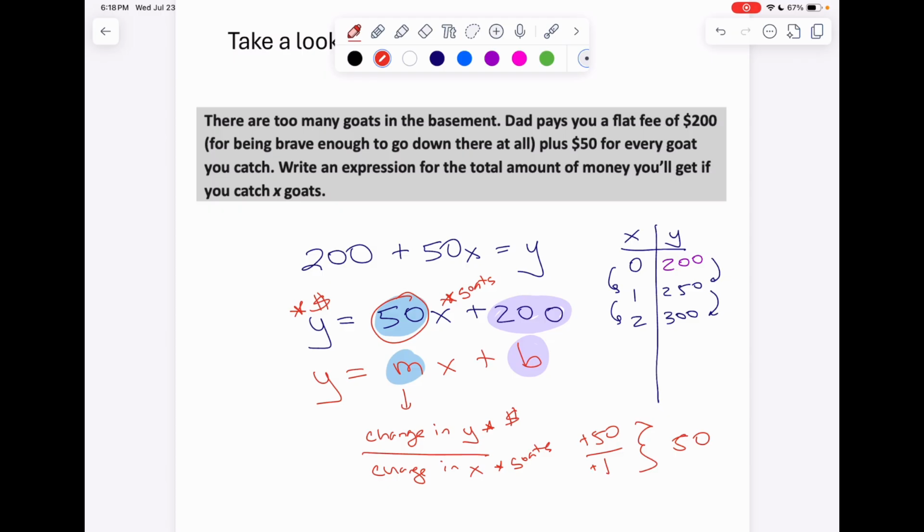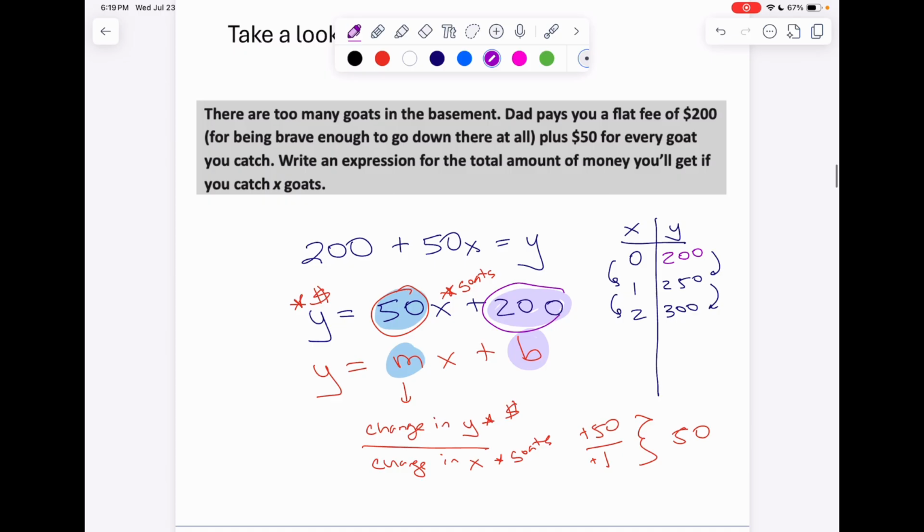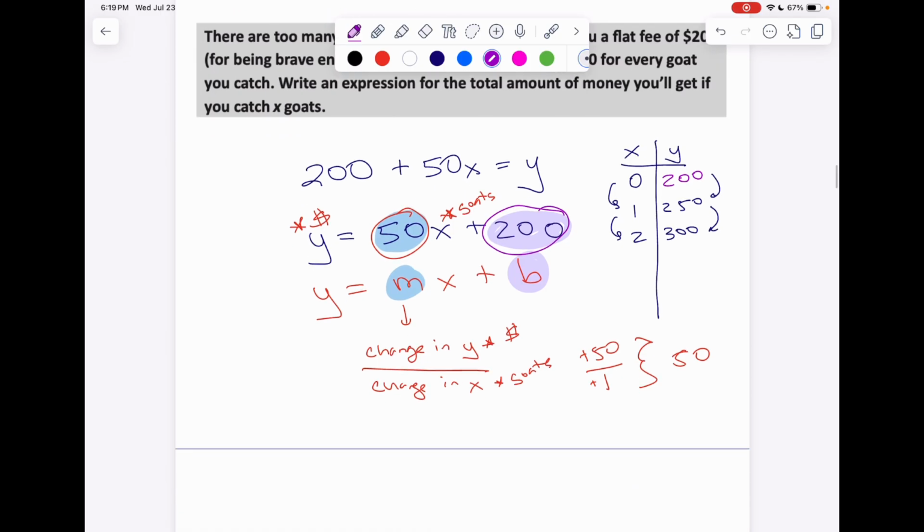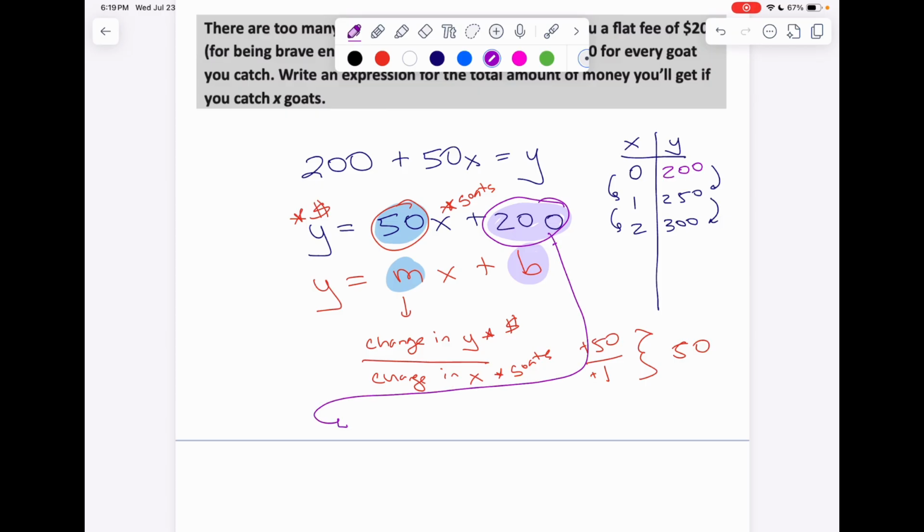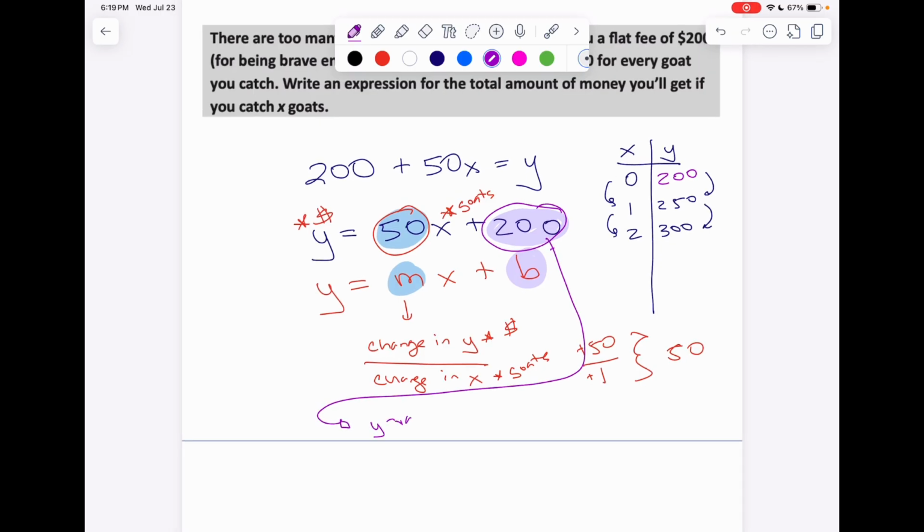Now, let's think about our y-intercept, this guy over here. We know that that's our y value. The y-intercept is the y value when the x value is 0. Do you see that? 200 was our y value when our x value was 0. But remember, our y's are our amount of money, and our x value, or our goat value, was 0.